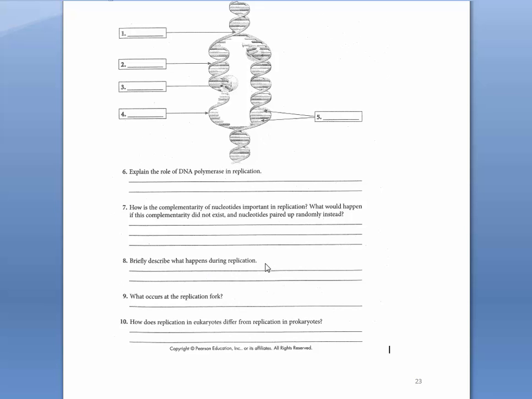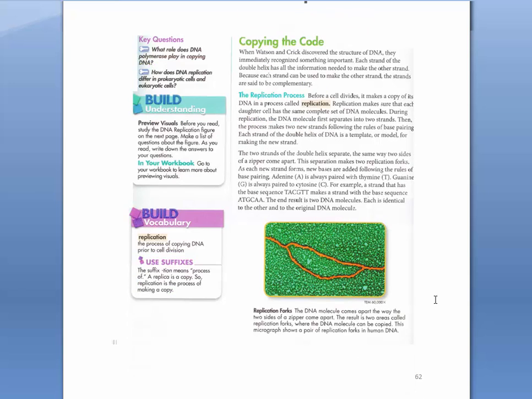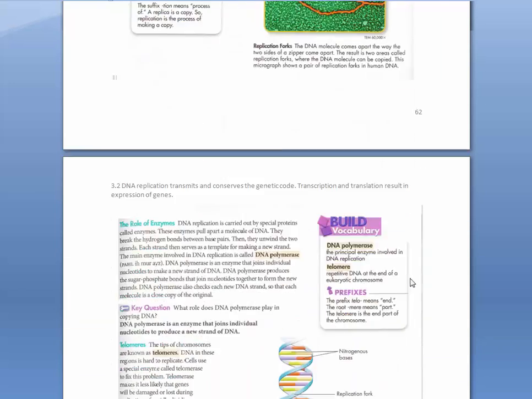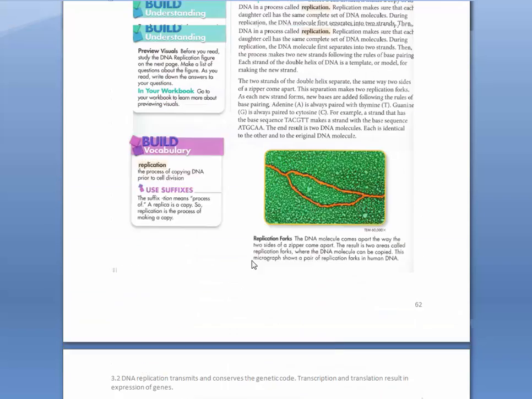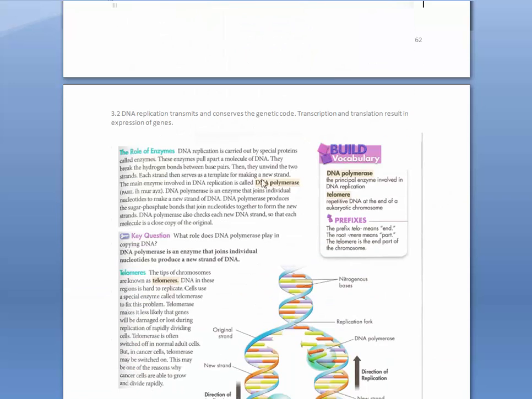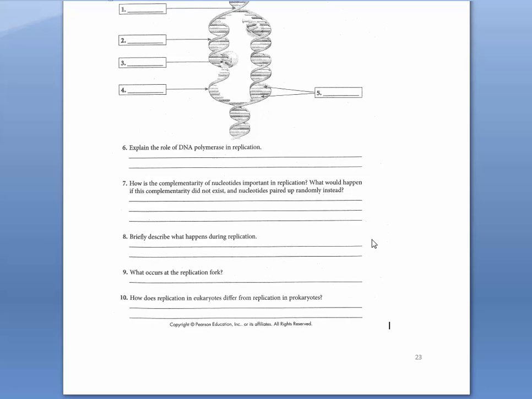Question 8. Briefly describe what happens during replication. If we turn to page 62, you have a description of what happens in the replication process here and here. Now the answer to that part will also give you the answer to question number 9.